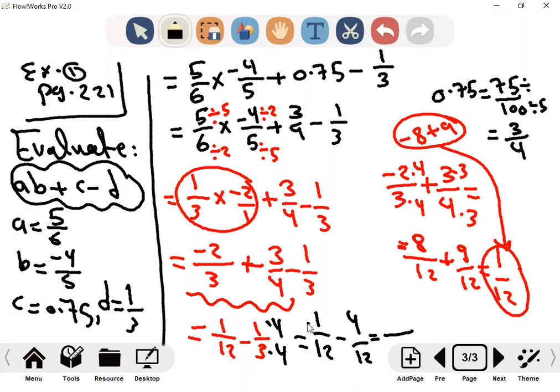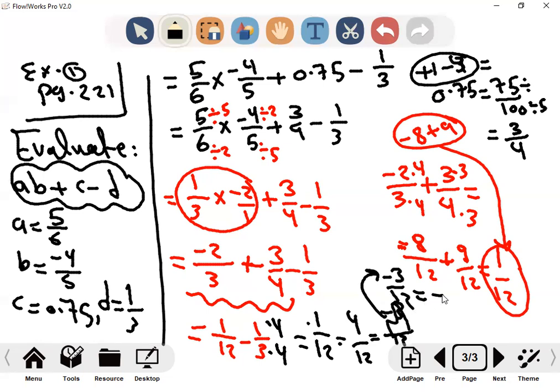Positive, negative, different signs. Plus 1 minus 3, right? Sorry, minus 4. Subtract and keep the bigger sign. It will be negative 3 over 12. Divide by 3 up and down. It will be negative 1 over 12. So the answer is negative 1 over 4.